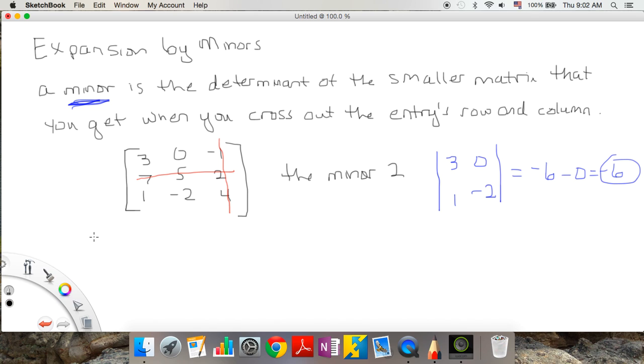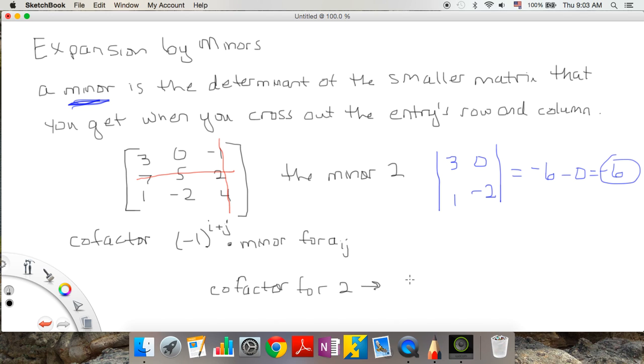Now the next thing we're going to need is the cofactor. The cofactor is negative 1 to the i plus j. Remember, i is the row number and j is the column number, times the minor for that entry. So for 2 above here, the cofactor for this is going to be negative 1. Well, this is in row 2, column 3, so to the 2 plus 3 power, times our minor, which is negative 6. Well, negative 1 to the 5th power, so any odd powers, it's going to be negative 1. So we have negative 1 times negative 6, which is 6. So this is the cofactor of 2. So what we need to remember is how to find the minor, and once we find the minor, then we can find the cofactor.